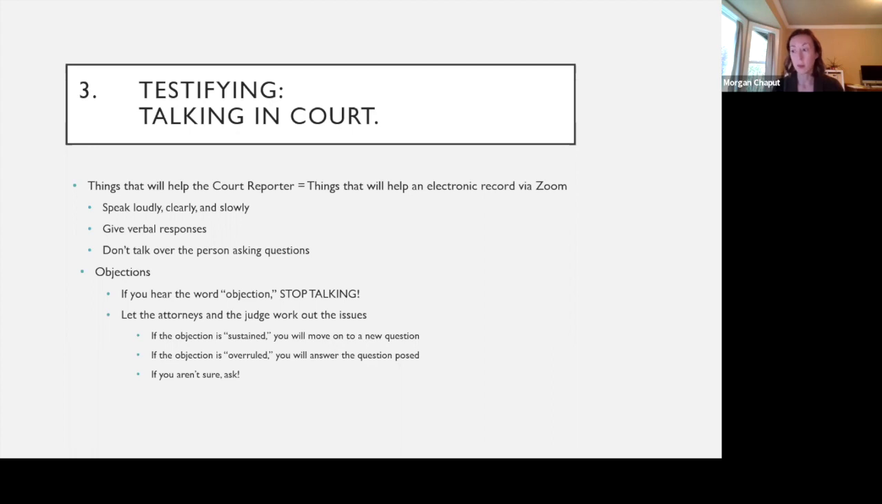So generally speaking, if an objection is sustained, someone will ask you a new question. So that means there was a problem, whatever the problem was with the previous question, and then you'll just move on to a new question. If the objection is overruled, sometimes it's kind of hard to tell, but if everyone kind of just looks at you and waits for you to say something, that means probably go ahead and answer the question.